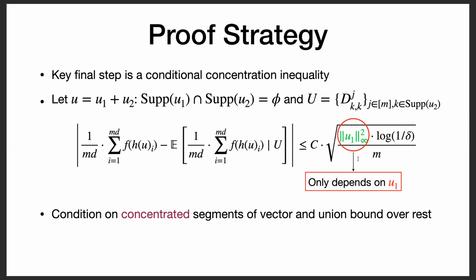The way we will use this inequality is by conditioning on the concentrated segments of the vector, and union bounding over the well-spread portions. What this inequality tells you is that the concentration you get for the well-spread portions depends only on the properties of the well-spread portion. So a union bound is actually feasible over these types of vectors.